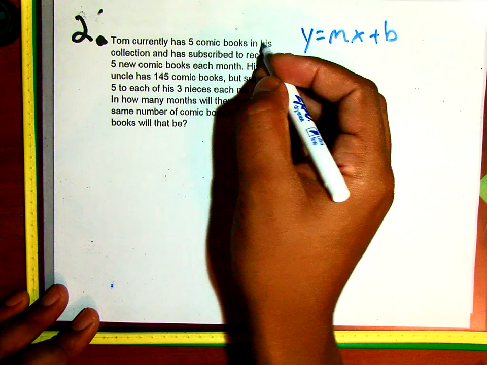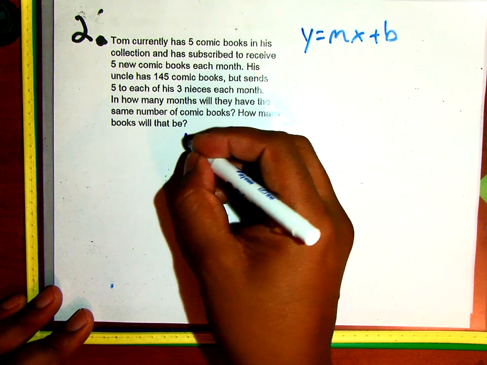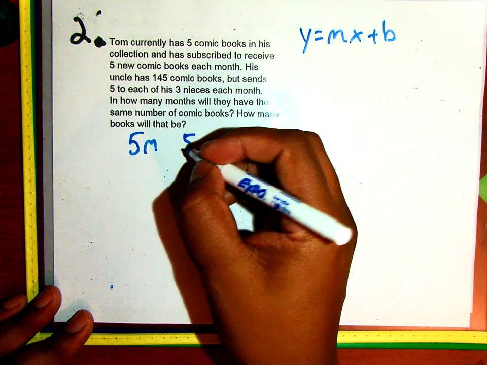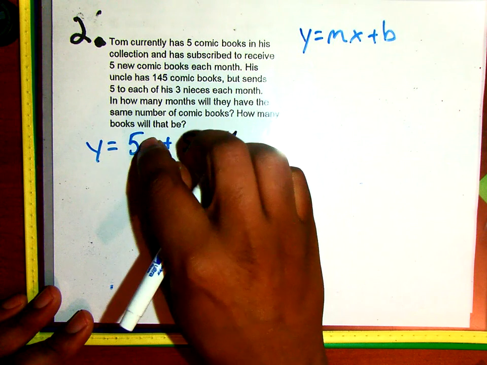So with the 5 comic books in his collection, that's what he's going to start with. Starts with 5, and he's gaining 5 every month. Okay, and that'll get his total amount of books. I'm going to change this to X.